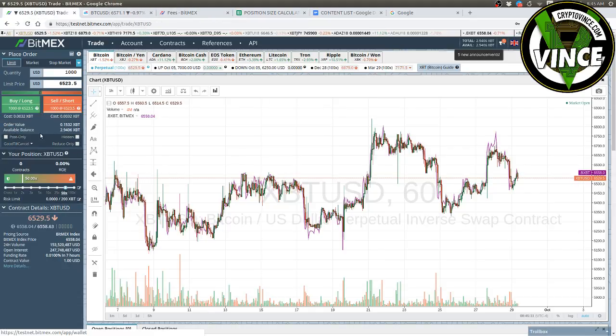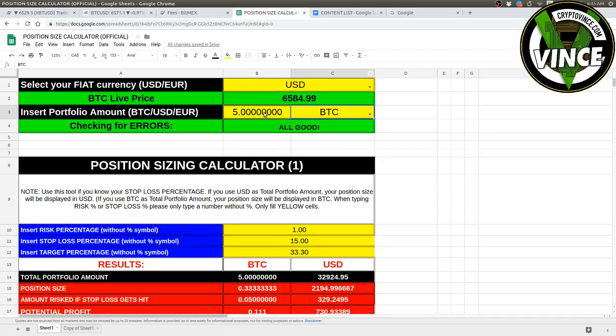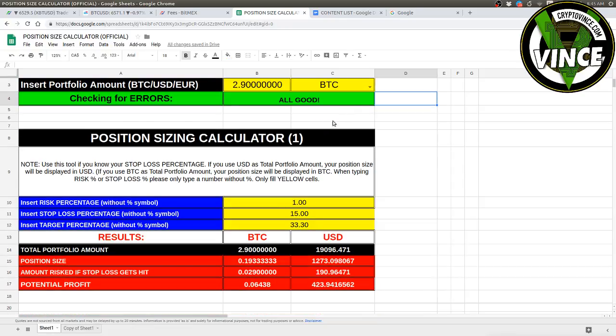Here is your available balance. My available balance is 2.9 BTC. I can put here 2.9 BTC. This is all good. So we can go here. Here I can put how much risk percentage I want to risk. So this is how much of my portfolio I want to risk. How much usually is like 1%.